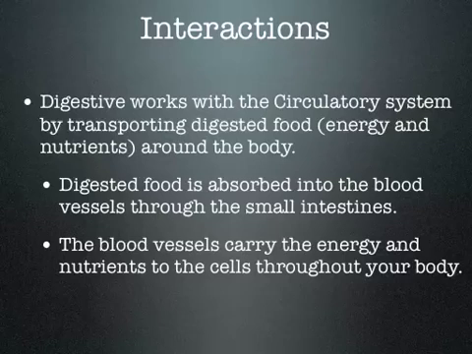The digestive system also works with the circulatory system, and the circulatory system helps transport digested food around the body. So remember that when the food is absorbed into the bloodstream through the small intestine, that's where the energy or nutrients are now held, in the blood vessels. The blood vessels then carry the energy and the nutrients to the cells throughout your body.